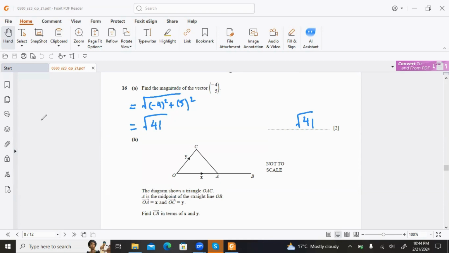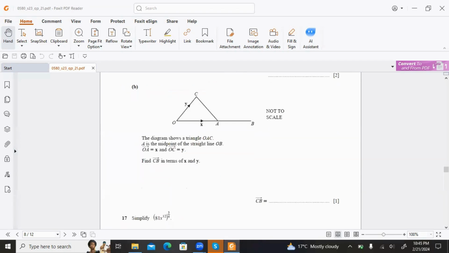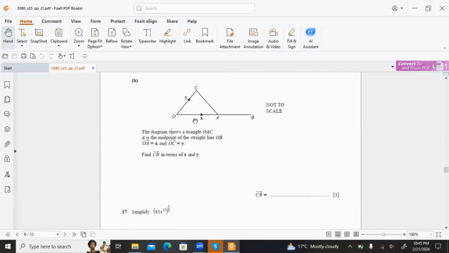Then part B is saying that the diagram shows a triangle OAC. A is the midpoint of the straight line OAB, which means if OA is X, AB would also be X. And OC is Y. Find CB in terms of X and Y.